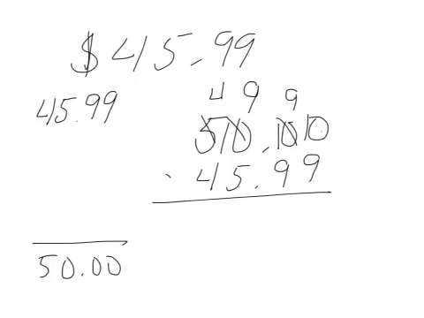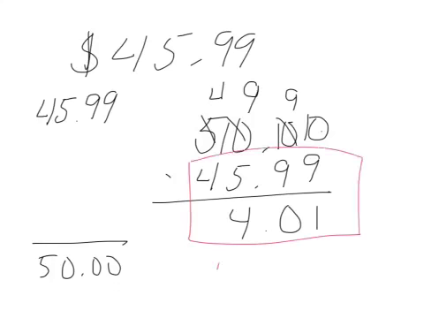So 10 minus 9 is 1, 9 minus 9 is 0, 9 minus 5 is 4, and 4 minus 4 is 0. So we should end up with $4.01 left. And remember, if we add these two numbers up, it should equal $50, which it does. If we're counting up, we can count by $1 increments.